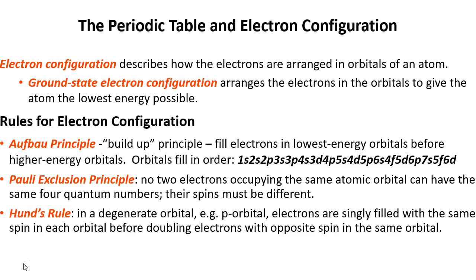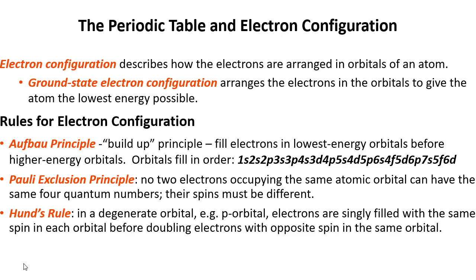So orbitals are filled in order of 1s, 2s, 2p, 3s, 3p, 4s, 3d, 4p, 5s, 4d, 5p, 6s, 4f, 5d, 6p, 7s, 5f, etc. So we have to fill the electrons in that order. So we start from the lowest energy level and we work our way up to the highest.